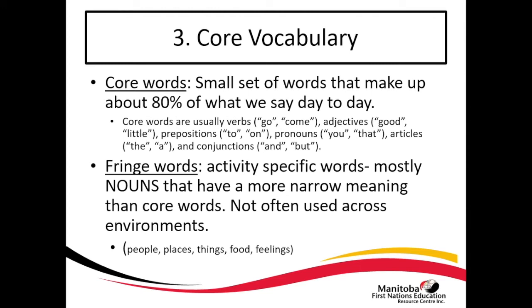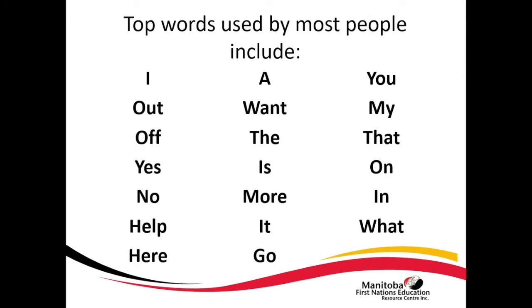Fringe words, on the other hand, make up that other 20%. So they are activity-specific words, which are mostly nouns that have a more narrow meaning than core words. They are not often used across multiple environments. So here is a list of top words used by most people. They are words like I, yes, no, help, go, more, want, etc.